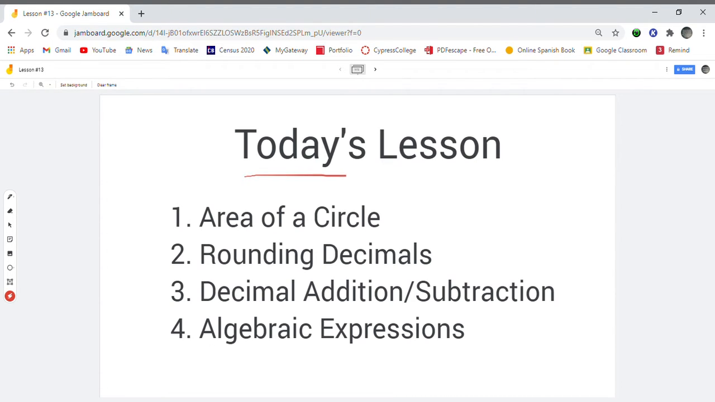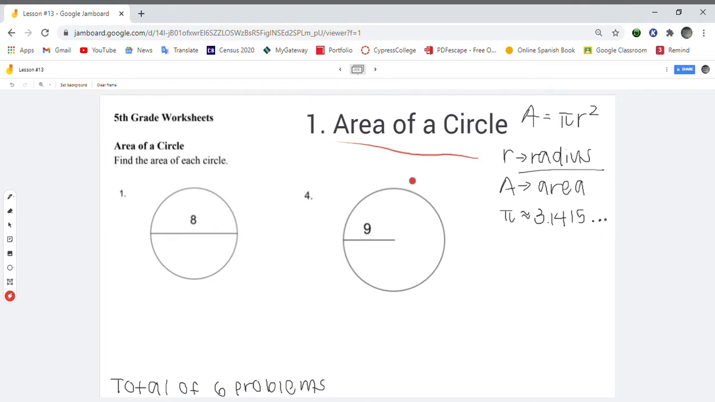Hello, fifth graders. Today we're going to go over how to find the area of a circle, how to round decimals, how to do decimal addition and subtraction, and how to do algebraic expressions. So for the first one, it's finding the area of a circle, and it says find the area of each circle, and we're going to do number 1 and 4 out of 6 problems.